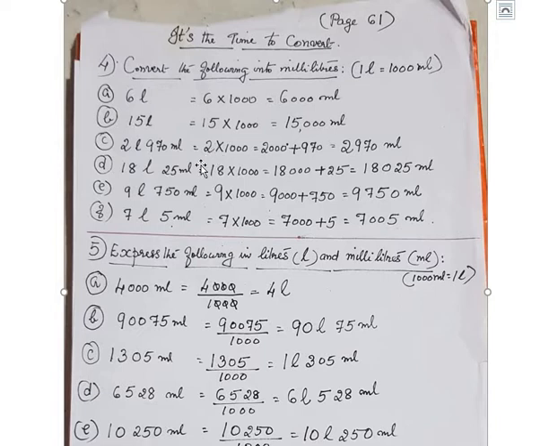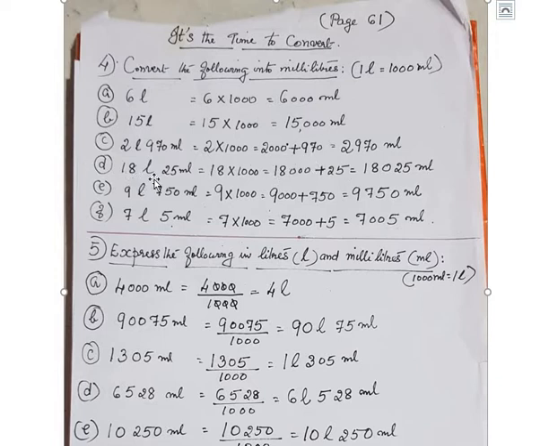Next question, 2 liter 970 milliliter. The method you see here: first we convert the liter part. 2 liter equal to 2 multiplied by 1000, we get 2000, plus the extra milliliter, 970, equal to 2970 ml. So the method is first convert liter to milliliter and add the extra milliliter along with that.